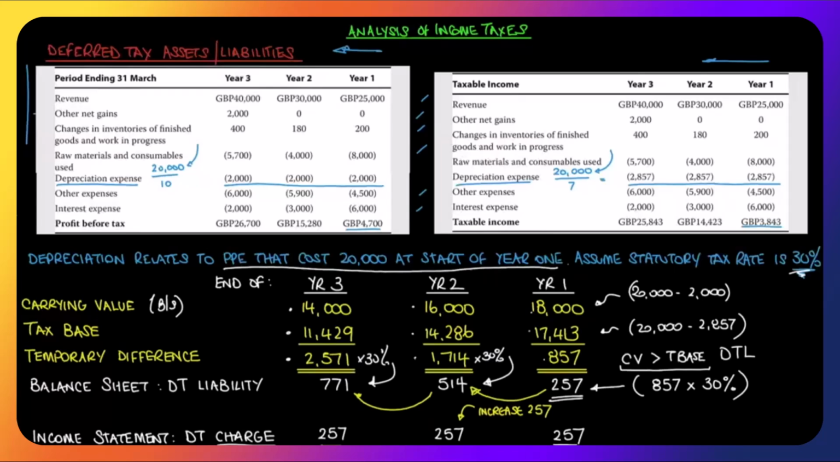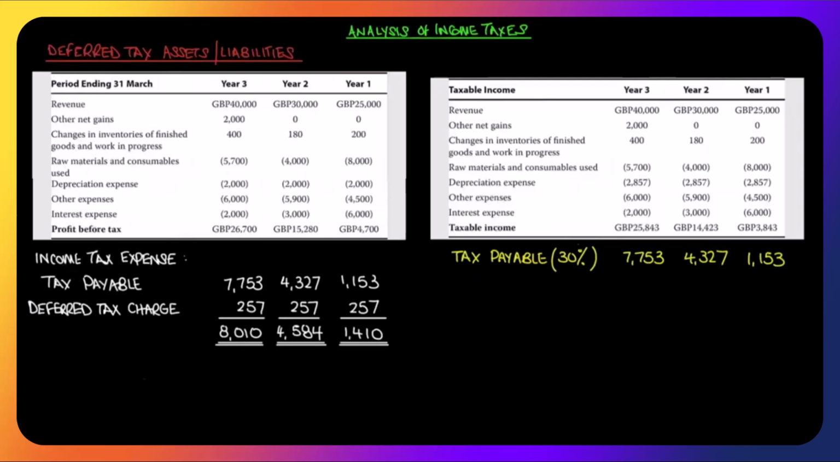Let's just see the impact of all that on the income statement. So here are the same calculations once again on the left with time marching that way, and on the right time marching that way. We've got our income statement and we've got our taxable income calc. Taxable income came down to 3,843, 14,423 and 25,843. Remember, I said the statutory tax rate here was 30%.